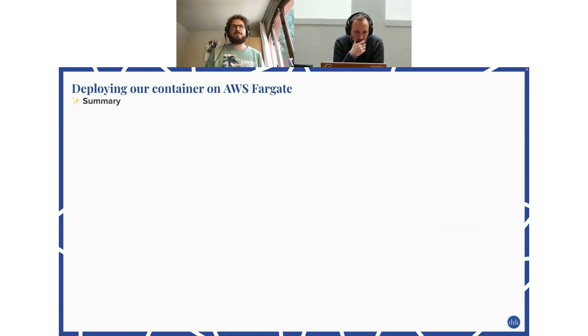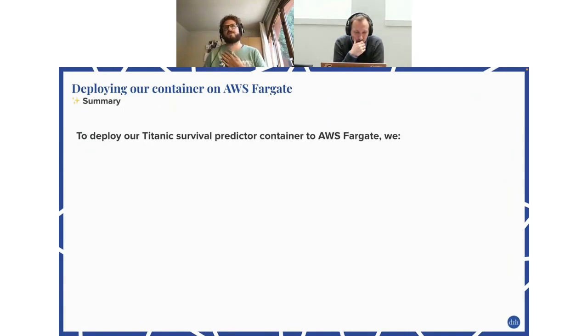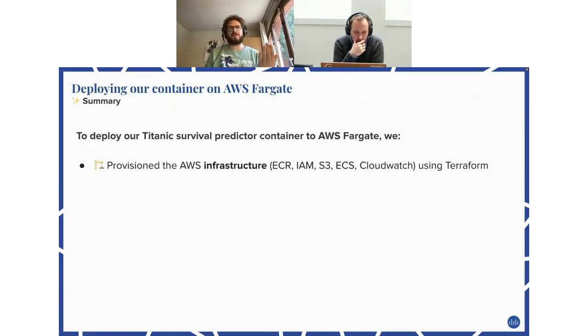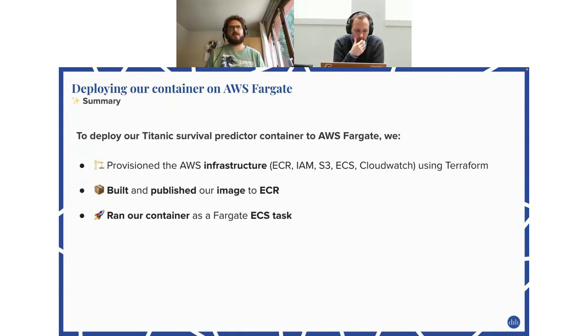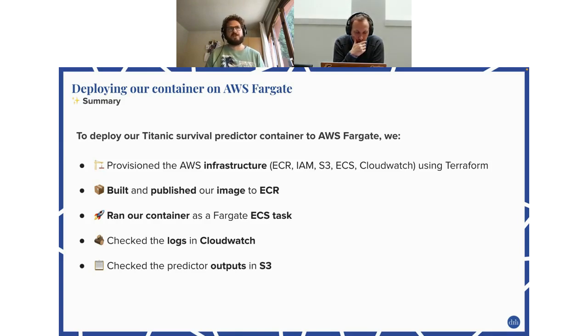And so, to summarize, to deploy our Titanic survival predictor to Fargate, what did we do? We provisioned the AWS infrastructure. We built and published our Docker image to ECR. We ran our container on Fargate as an ECS task. And then we checked the log in CloudWatch, and we checked the predictor output in S3.